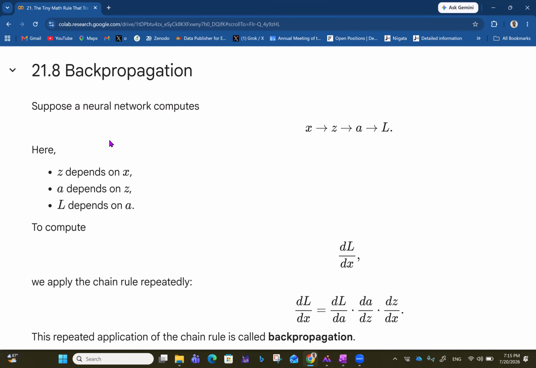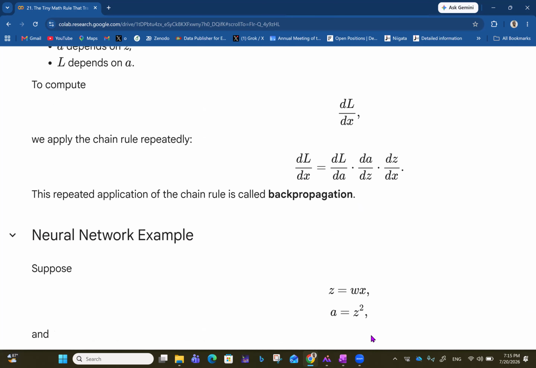and then the parameter is adjusted. Suppose the neural network computes x to z to a to the loss. Here z depends on x, a depends on z, and L depends on a. To compute dL/dx, the rate of change of the loss with respect to x overall, we apply the chain rule repeatedly. So dL/dx overall will be dL/da multiplied by da/dz multiplied by dz/dx. This repeated application of the chain rule is called backpropagation.